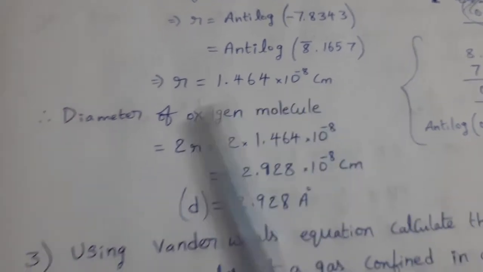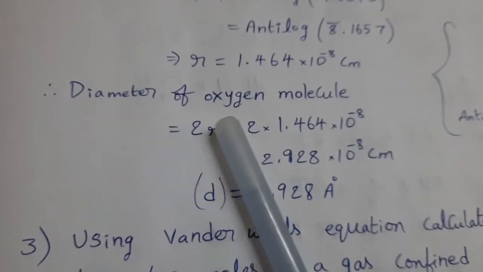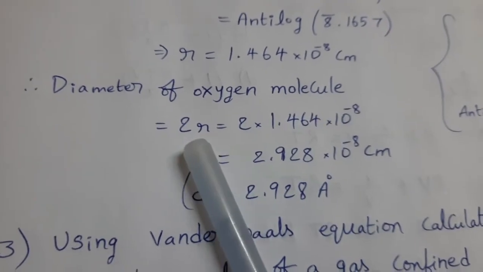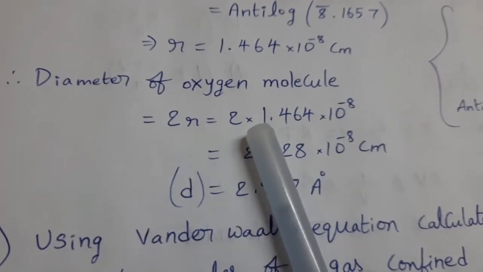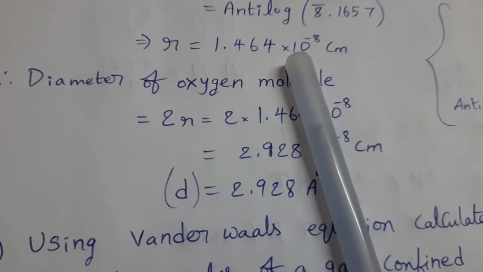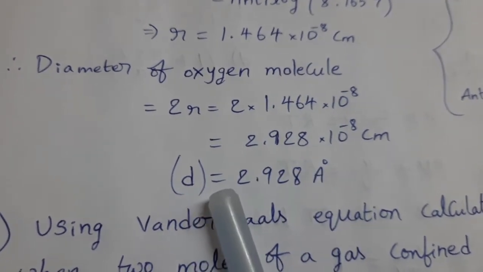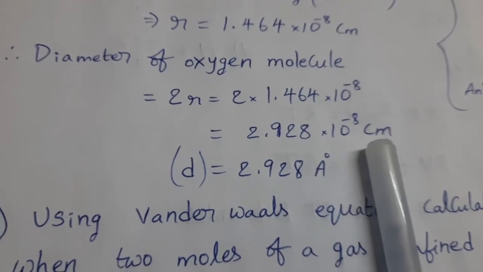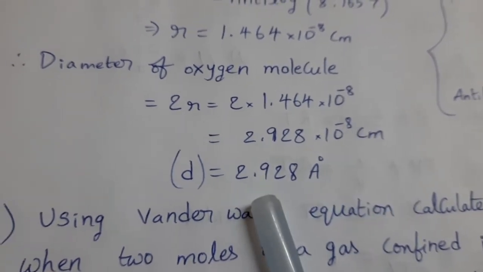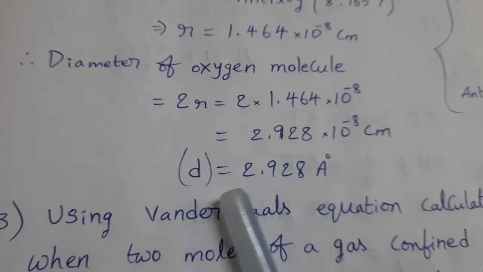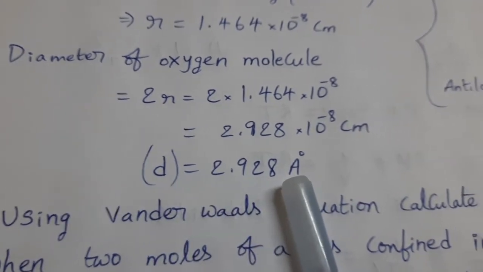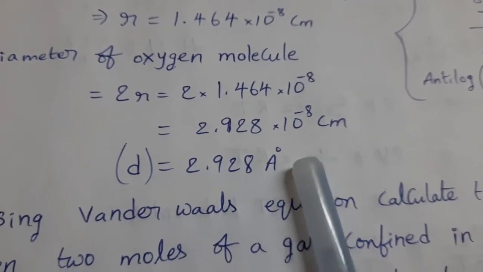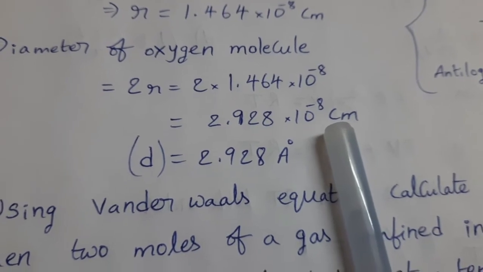Diameter of oxygen molecule equal to 2r, that is 2 into the radius, then diameter d equal to 2.928 into 10 power minus 8 centimeter. In terms of angstrom units, d equal to 2.928 angstrom units, because 1 angstrom unit equals 10 power minus 8 centimeter.